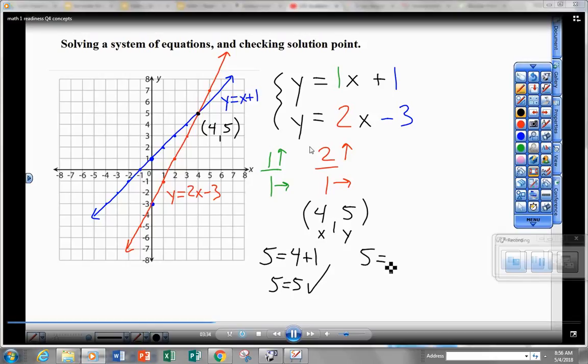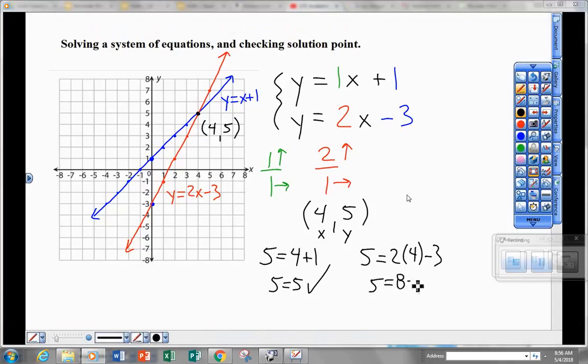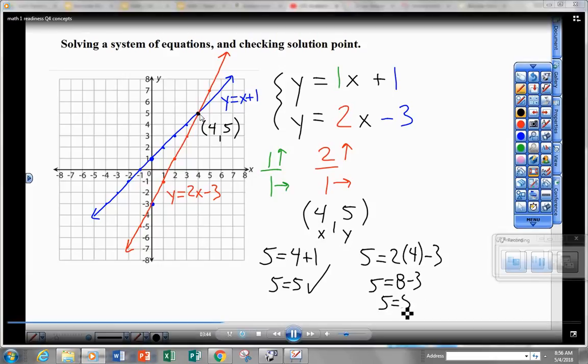When I plug that point into the second equation, 5 for y, that original 2 is still there, 4 for x. That gives me 5 equals 8 minus 3. That is also a true statement. 5 equals 8 minus 3, 5 equals 5. Whenever you have an intersecting point, that point for x and y will satisfy both equations, give you true statements for both.